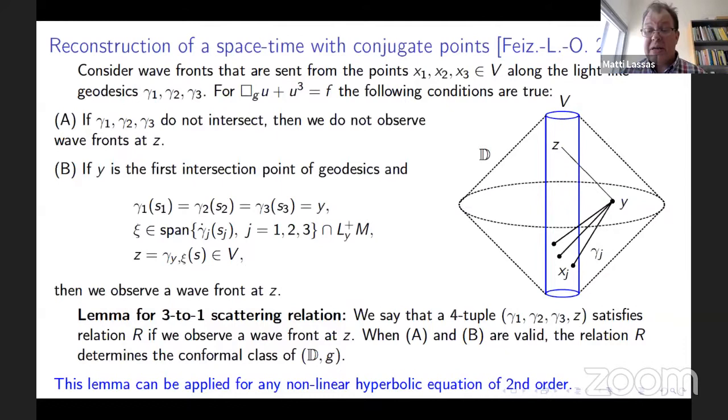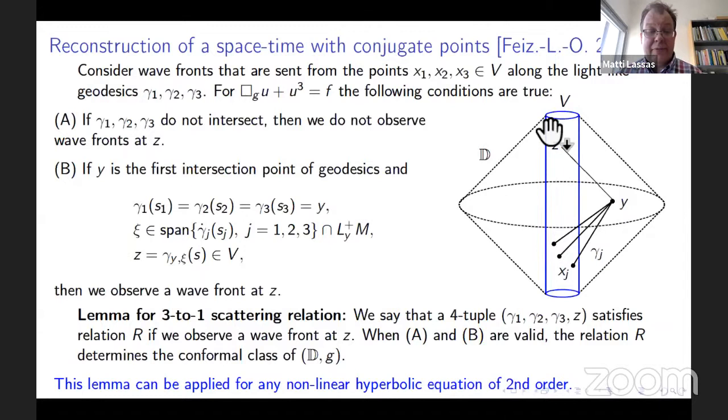This geodesic is gamma_j. And then the geodesics intersect at point y and produce some singularities that may be detected at point z. So then we notice the following things. We have two properties. First is that if these three geodesics don't intersect at all, then we don't observe any wavefronts at point z. This is a very natural thing.